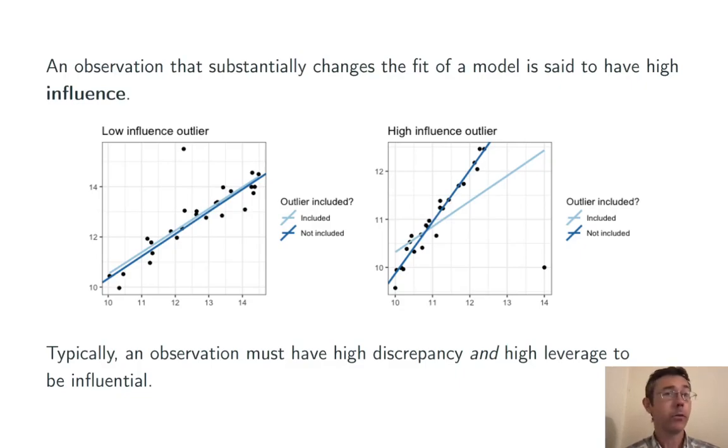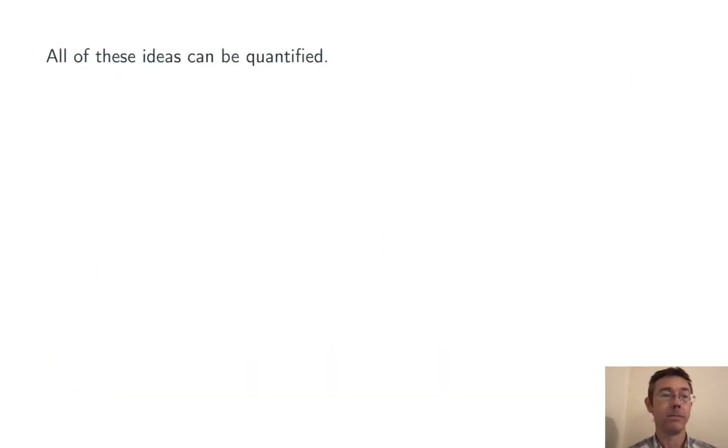In the first graph, we see an outlier that has low influence. If we remove this value from the data set, the regression line does not shift substantially. In particular, notice that its slope in this case stays more or less unchanged. In the plot on the right, we see an outlier that has high influence. If we remove it from the data set, the regression line does change substantially. Typically, in order for an observation to be influential, it has to have high discrepancy and high leverage.